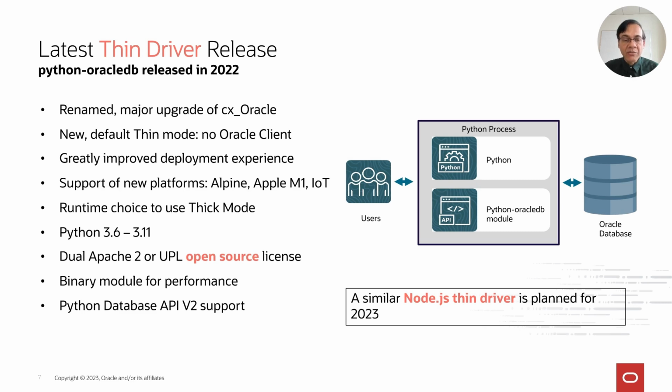We are releasing the binary module for performance reasons, and we are supporting the Python database API v2, which is a standard API, so that if you have developed an application for a different database, you can easily switch to use Oracle database. In addition to the Python thin driver, a Node.js thin driver is planned for release sometime this year. Apart from that, we also have some of the third-party developers working on thin drivers for Swift and Go.